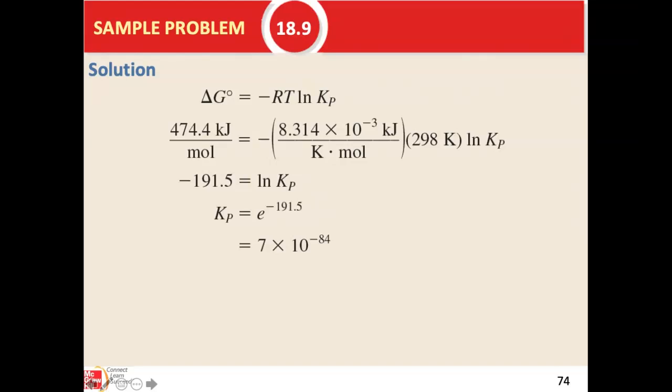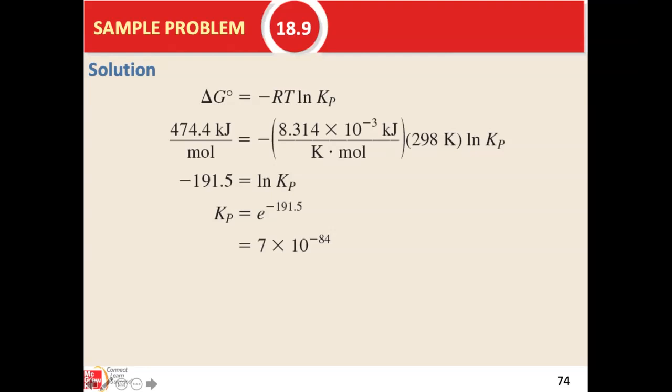So then we will use this formula because we want to find the Kp here. So this is delta G standard, this is R, this is T, and we will find the logarithm of Kp equals minus 191.5. Then to find the Kp, we have to take the antilog of that, and we're getting that the Kp here really equals 7 times 10 to the minus 84. So this is a very, very small number. Kp is a very, very small number.